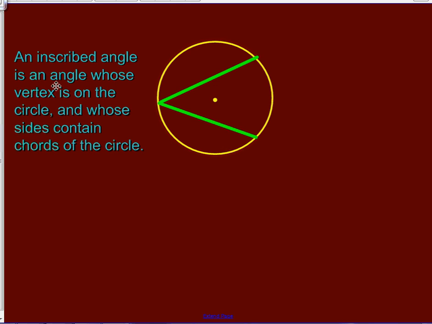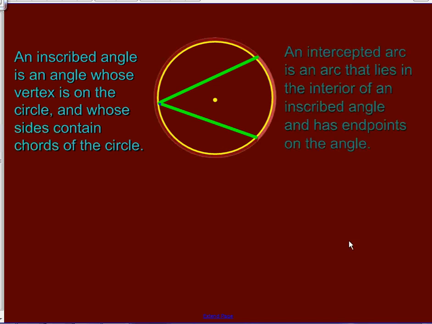Well, an inscribed angle is an angle whose vertex is on the circle, just like this, and whose sides contain chords of the circle. So pretty self-explanatory. We have our vertex here sitting on one side, and then these chords go along the circle.